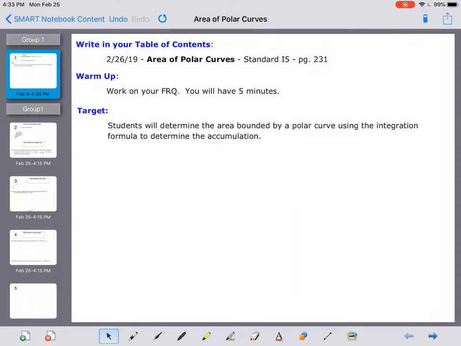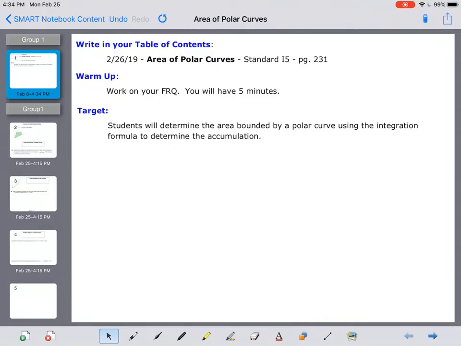In this video, I want to introduce the idea of area of the polar curves that we started talking about today in class. Okay, so go ahead and put that in your table of contents. This is standard I-5, area of a region using an integral, and this is on page 231. You pick this up in class.